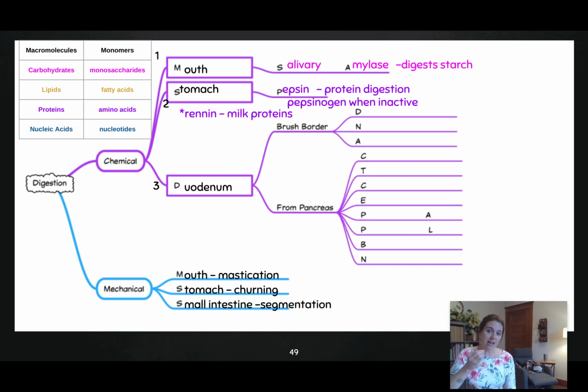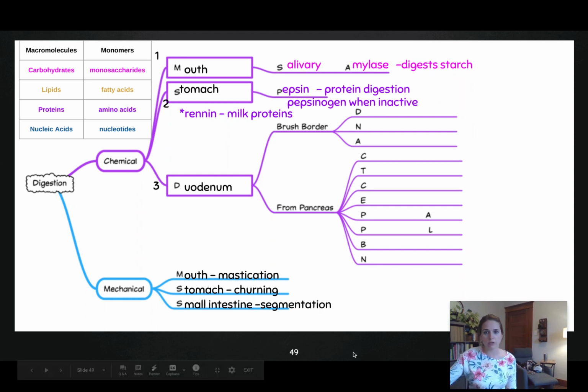Once that chyme hits the duodenum at the very, very beginning, then the pancreas is going to release a whole slew of enzymes here. It's not important for the test that you can memorize the spelling and writing out of all of these, but it is important you know what each enzyme does, what it breaks down. So this is where I hope the color coding is helpful for you.